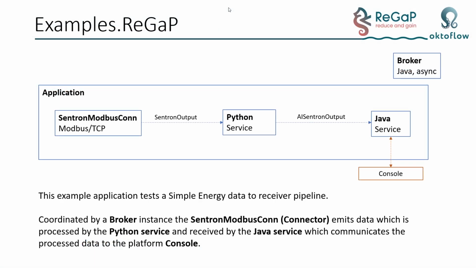As an example, we will create the same application as done in the ReGaP video on how to integrate AI services into an oktoflow application. The slide shows the data flow for the application starting from a source service that ingests data. In turn, the data is processed by the Python AI service and finally sent to the Sink Java service. The sink service writes the received data to the console.